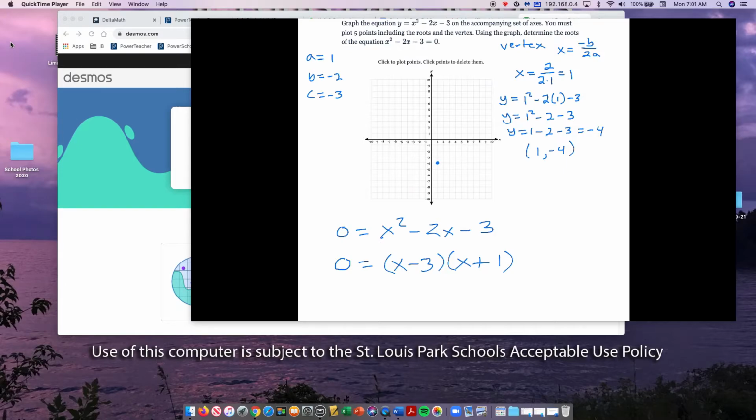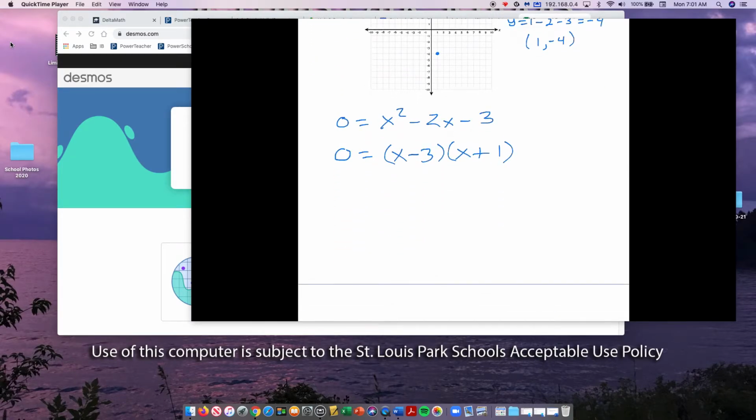I would encourage you not to use Photomath, because Photomath doesn't really stretch your brain. It just basically gives you an answer, and that's not going to help you in the long run. But if you think about this, the x values that make this true are x equals 3 and x equals -1. Those are the 2 values. Those are the 2 roots of this equation.